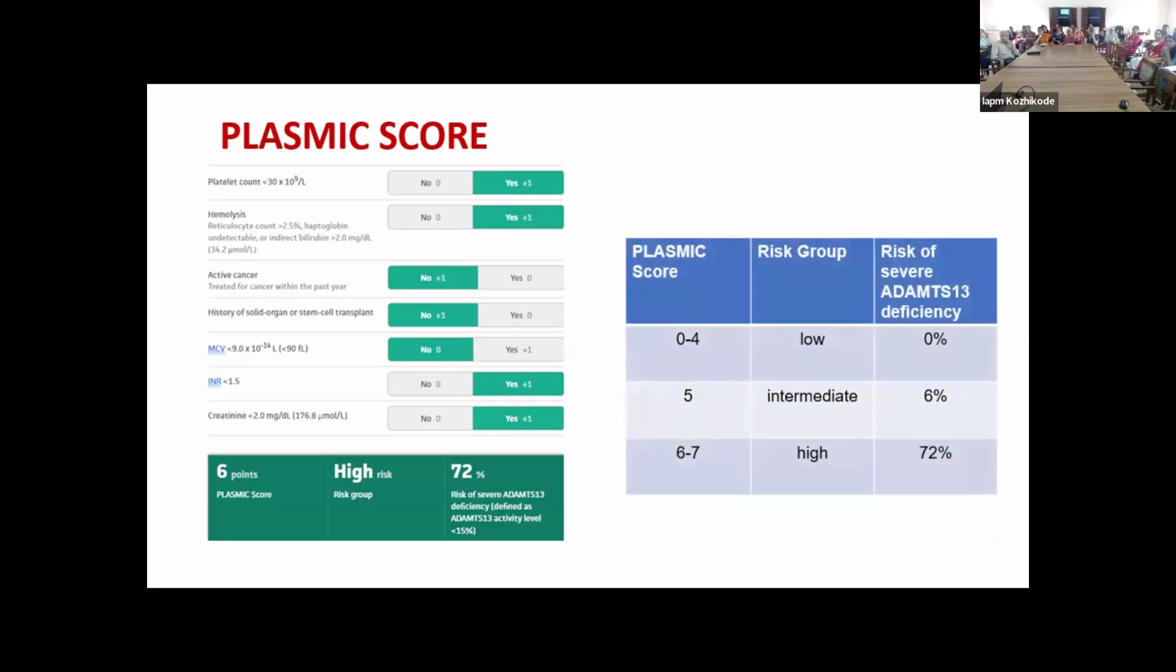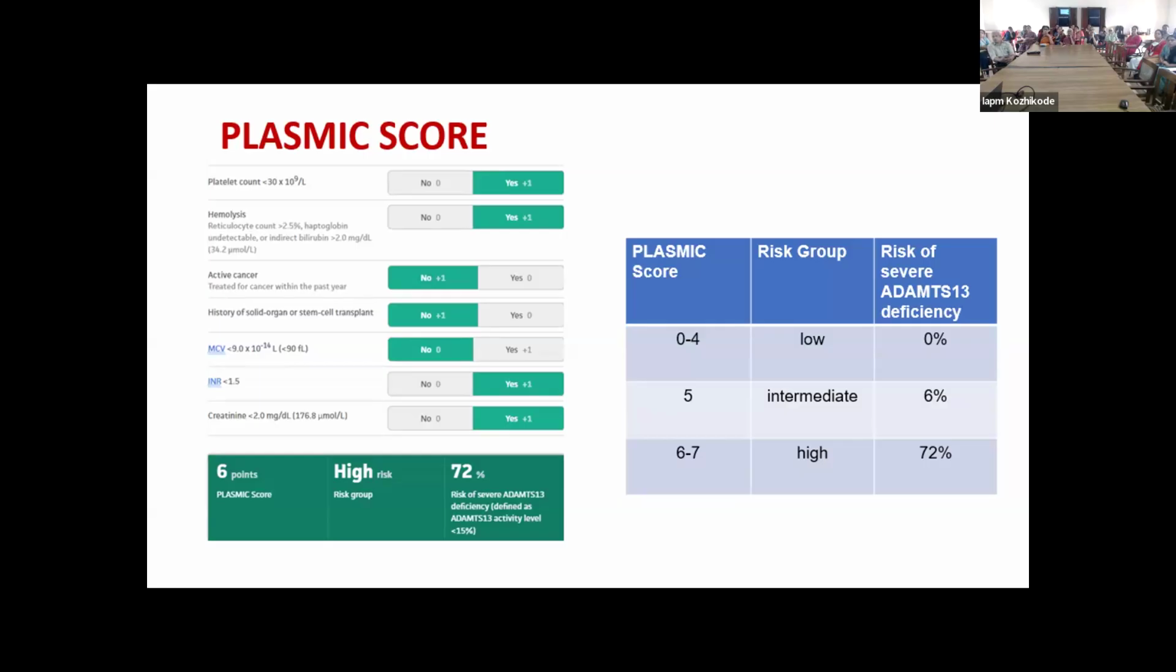So this is the scoring system. If the score is 0 to 4, the patient belongs to the low risk group with 0% risk of severe ADAMTS13 deficiency. If the score is 5, it is intermediate risk with 6% risk of ADAMTS13 deficiency. And 6 to 7 is the high risk group with 72% risk of ADAMTS13 deficiency. So our patient belongs to the 72% risk group.